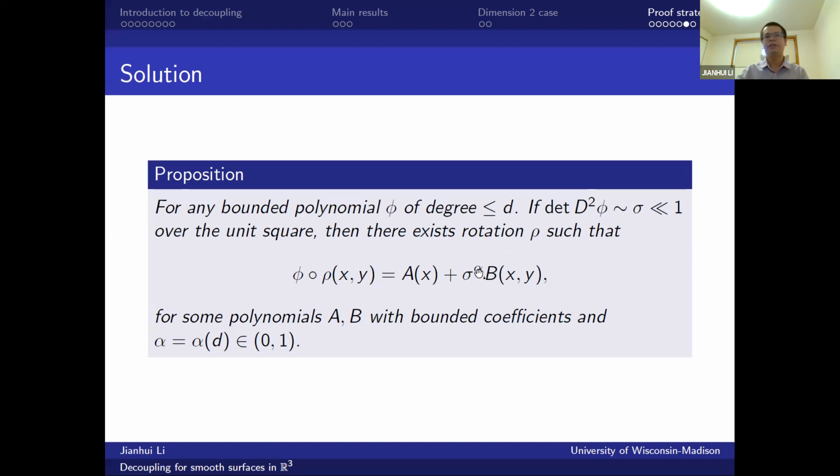And the key part is that this alpha depends only on d. Okay, and this property is uniform over the whole unit square, the entire thing, not a local property. And that's it. That's the proof strategy, the two main obstacles we overcome.